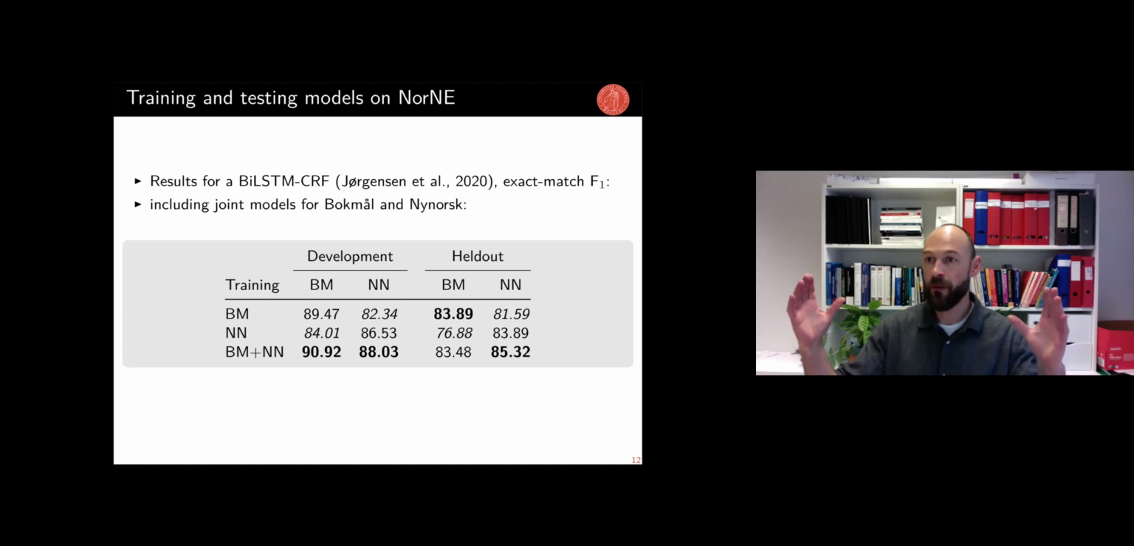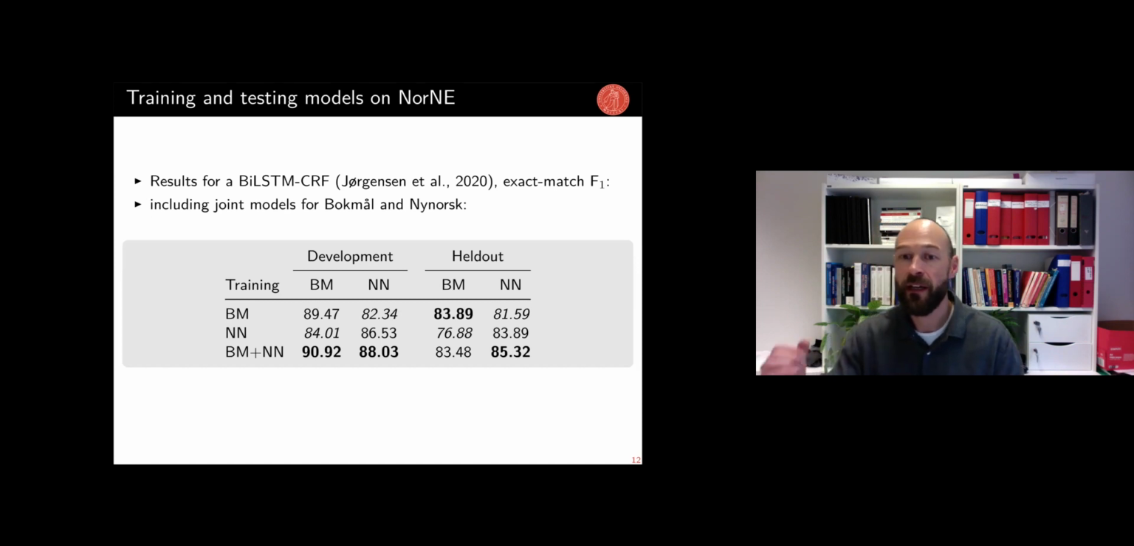So for something to be correct, the model needs to identify exactly the correct span of the named entity, and also give it the correct label. And we see that the results are fairly good, close to what is reported for English datasets, a little bit lower, but that's also partly because we have a fairly fine-grained label set in this data, which also makes it more difficult, but also more informative.